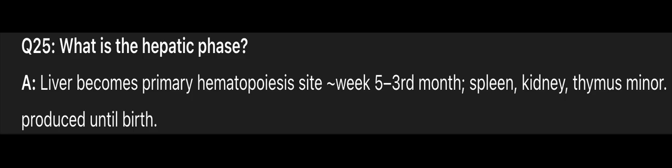Okay. So the liver becomes primary hematopoiesis site approximately week 5 through the 3rd month. So we go from mesoblastic in the yolk sac and AGM until about 6 weeks gestation, and then we go to hepatic in the liver, primary at the 5th week to 3rd month. But the spleen, kidney, thymus minor, red blood cell produced until birth.